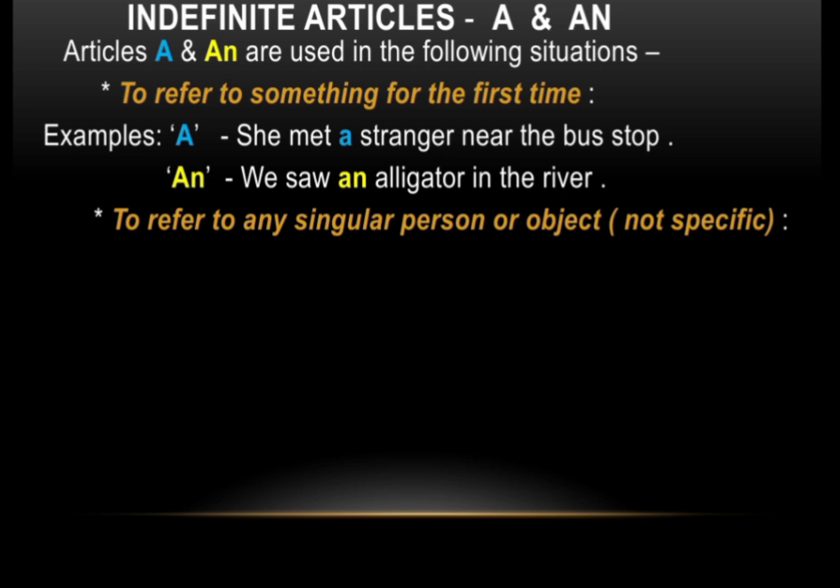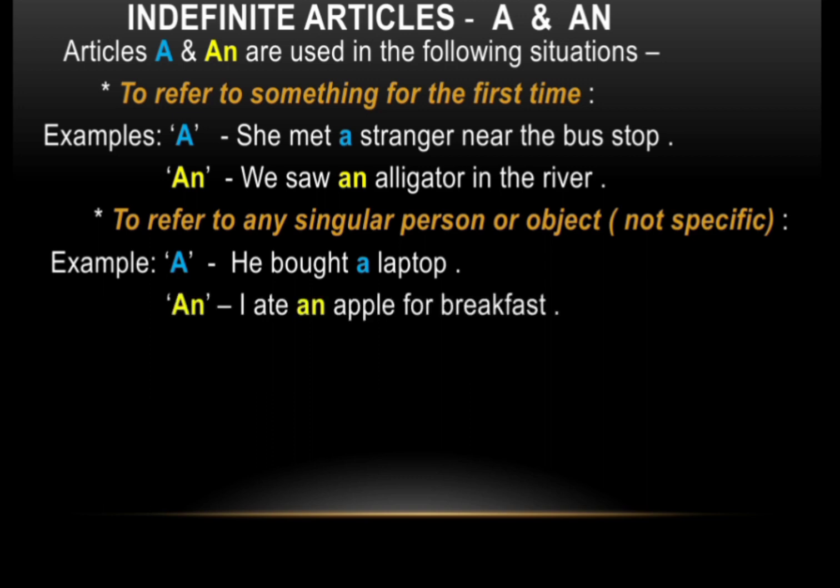The next one is to refer to any singular person or object which is not specific. Example: he bought a laptop. Laptop is not anything specific and it begins with a consonant letter, so a is used before it. I ate an apple for breakfast. So he ate an apple and it begins with a vowel letter, and so an is used.